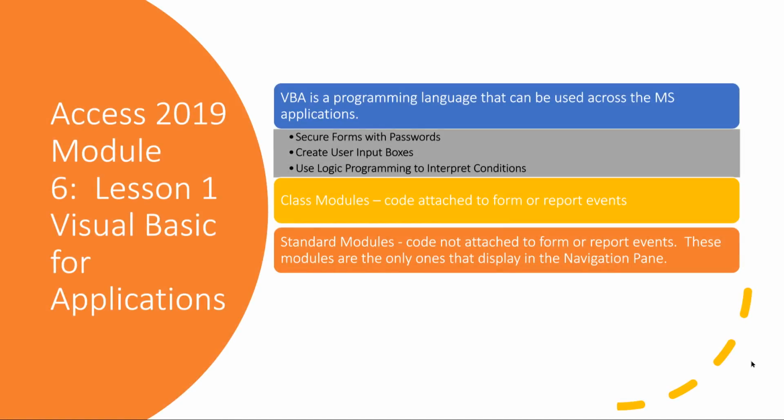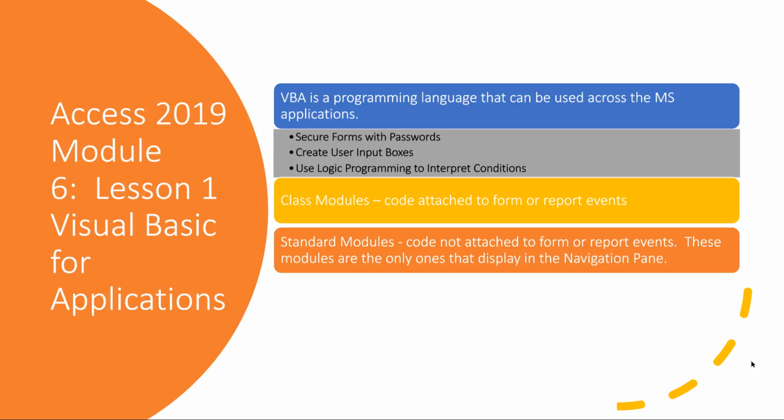Our first lesson in this last module is Visual Basic for Applications, commonly known as VBA. It's Microsoft's programming language that can be used across the Microsoft applications. It's automatically included in the Microsoft applications. The initial examples we're going to be doing with Visual Basic for Applications, we're going to use it to secure forms with passwords, create user input boxes, and use logic programming to interpret conditions.